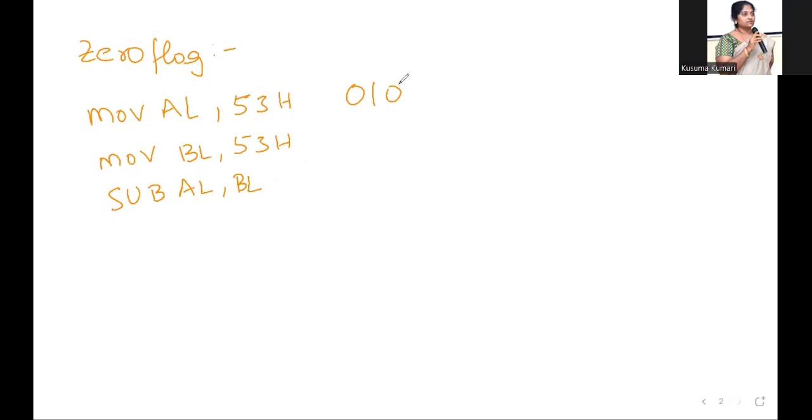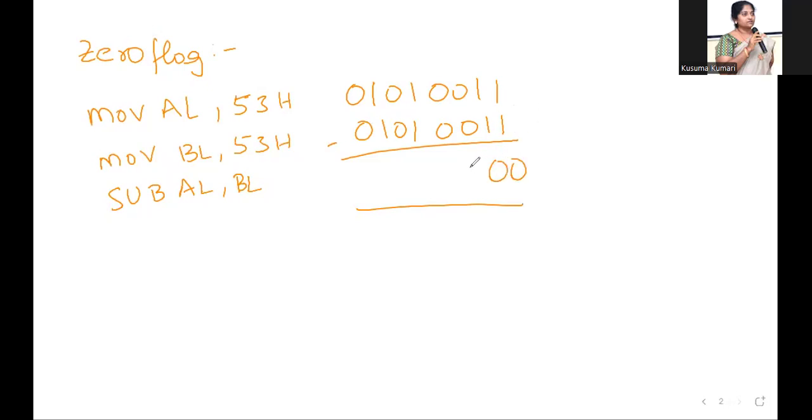5 means 0101, 3 means 0011. Similarly 0101, 0011. Then this is the subtraction, the minus operation. 1 minus 1, 1, 0, 0, 0, 0. All bits are 0, that means it is a 0 result. Then the zero flag is set to 1.